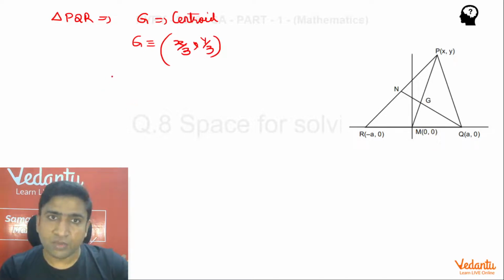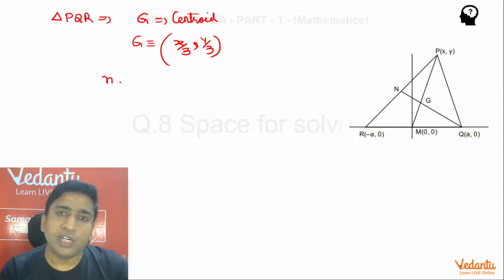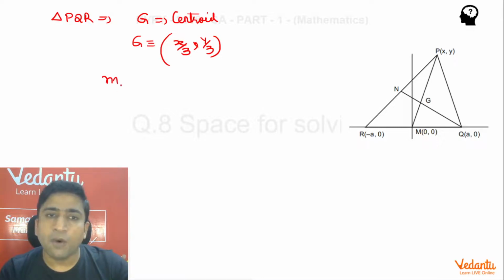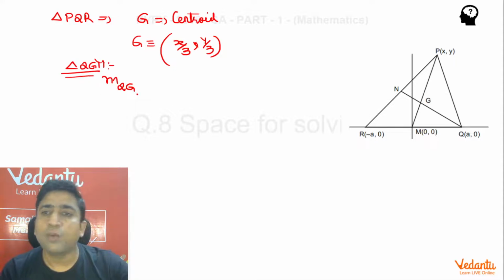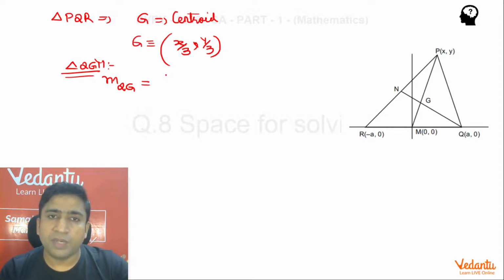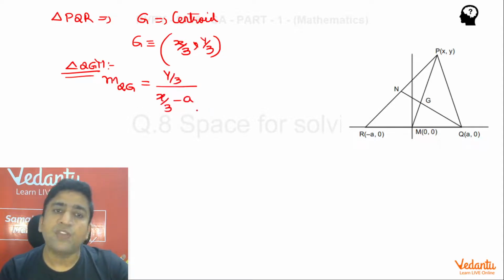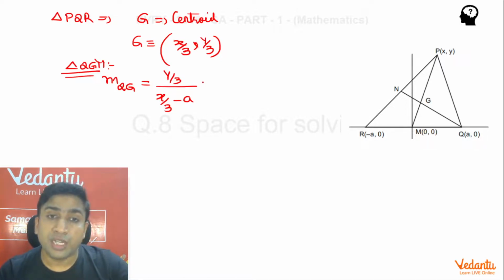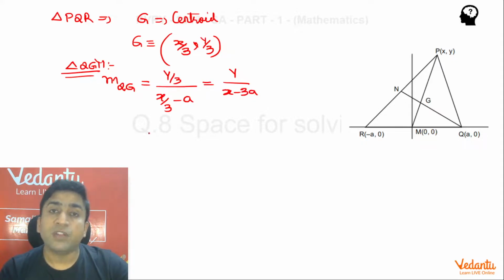So guys, I'm just going to do one thing. Since I know the coordinate of point G and I know the coordinates of points Q and M, I just want to check the slope of side QG in triangle QGM. I can always apply the two-point form to find out the slope. It is going to be y upon 3 over x upon 3 minus a. I hope all of you will agree. This is the slope of the QG line. I can simplify it further. It becomes y upon x minus 3a. This is the slope of the QG side.